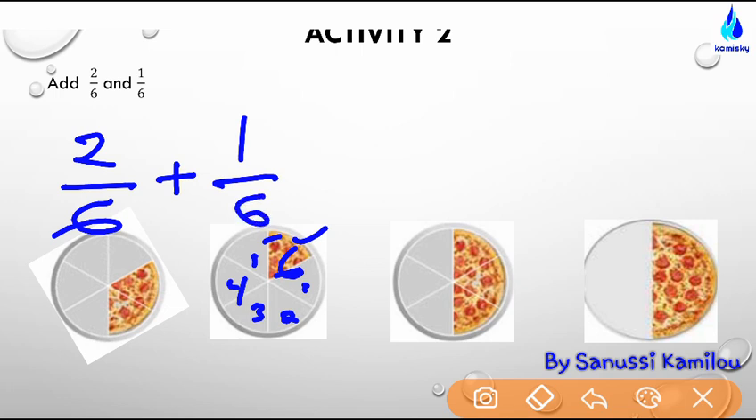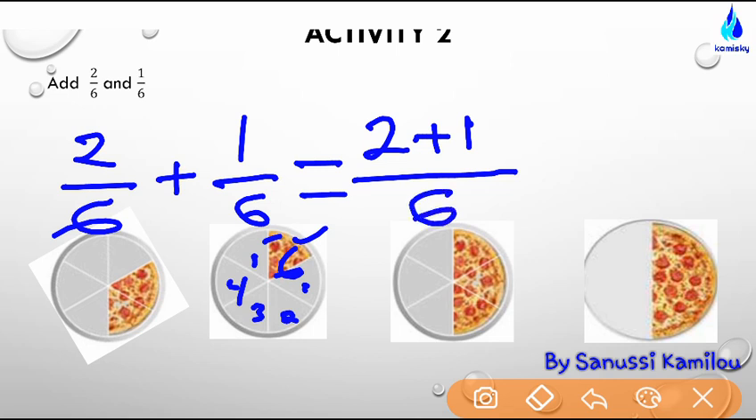Okay, they said make sure the bottom numbers are the same. Yeah, they are the same already. Then we can move to the next step. Add the top numbers. They say we should add the top numbers. Here we have 2 plus 1. Put that answer over the denominator. Our denominator is 6.